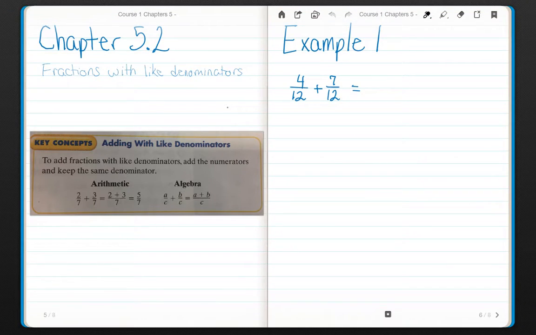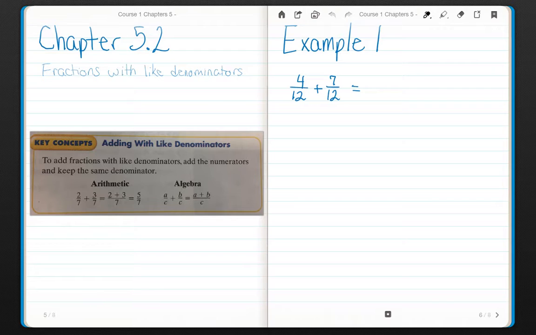Chapter 5.2, Fractions with like denominators. In this lesson, we will be adding and subtracting fractions with like denominators. This should be a review for most of you, but please make sure that you watch the lesson video. It is pretty short, just to make sure that you do know what you're doing and that you set up your problems the way I expect them.